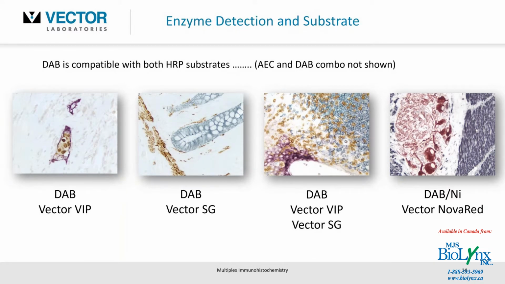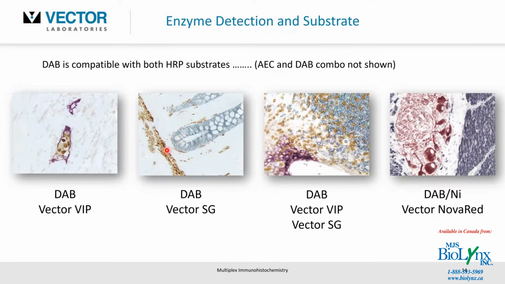More than likely, if you do have a single label already in place, you're probably using DAB, or diaminobenzidine, and a peroxidase-based methodology. That's great because DAB goes with pretty much everything. When I say goes with, it's compatible both in terms of its use and its color contrast with many of the other peroxidase-based substrates. This is the image from the title slide, DAB with Vector VIP, and DAB with Vector SG. This is the smoky bluish gray color.